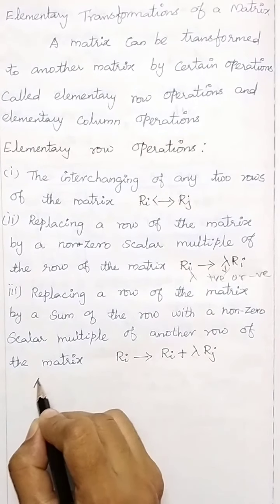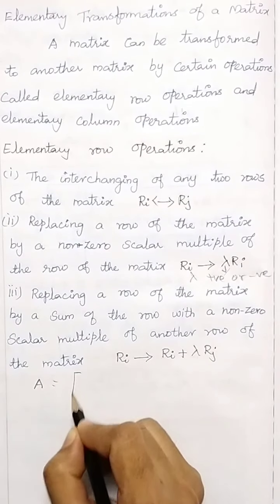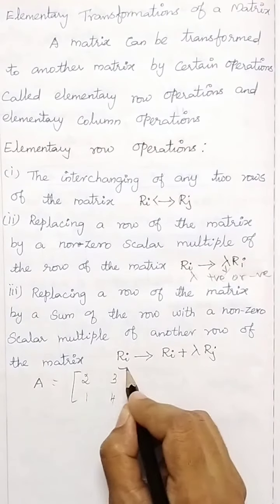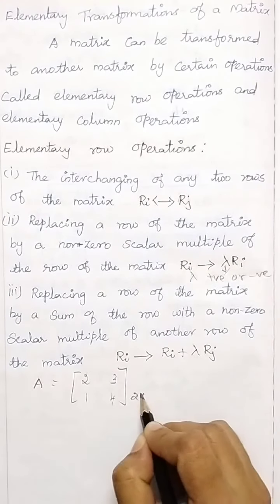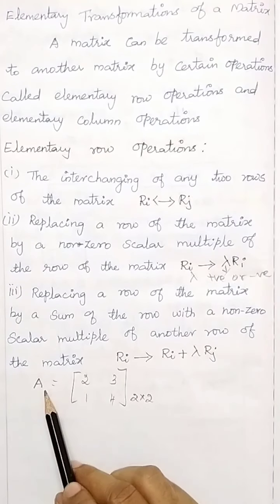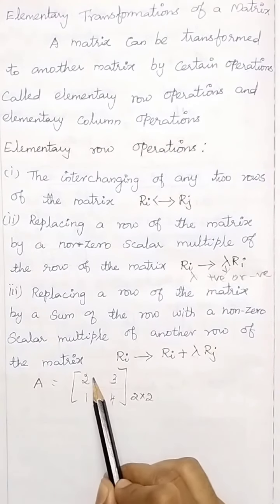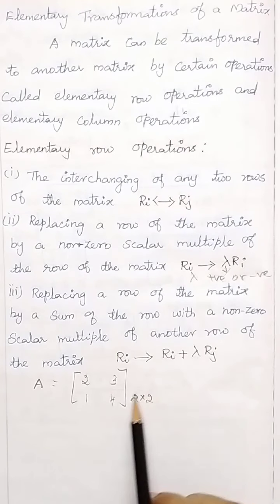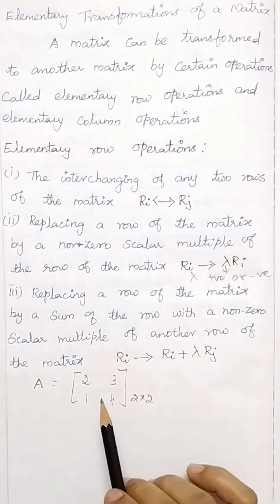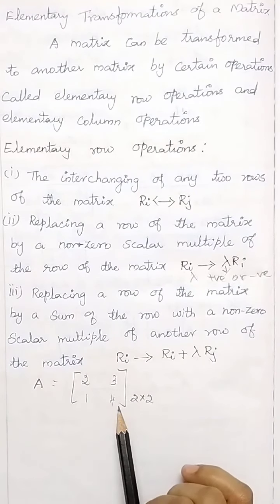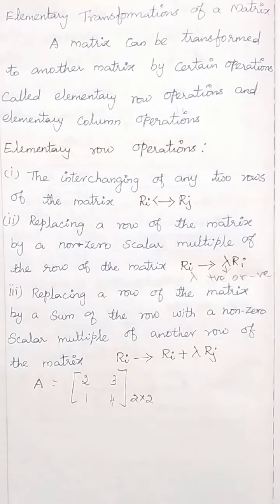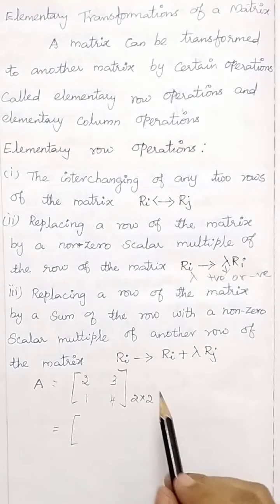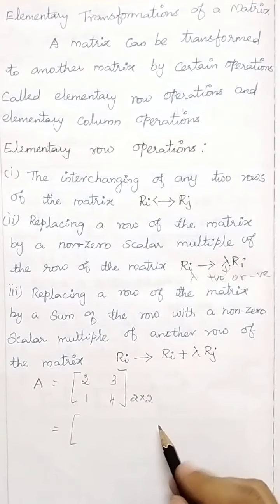Consider one matrix A equal to 2, 3, 1, 4. This is a 2 by 2 matrix. This matrix has 2 rows and 2 columns, so it is a 2 by 2 matrix. This matrix can be transformed to another matrix by using elementary row operations. Now I will use the first operation.